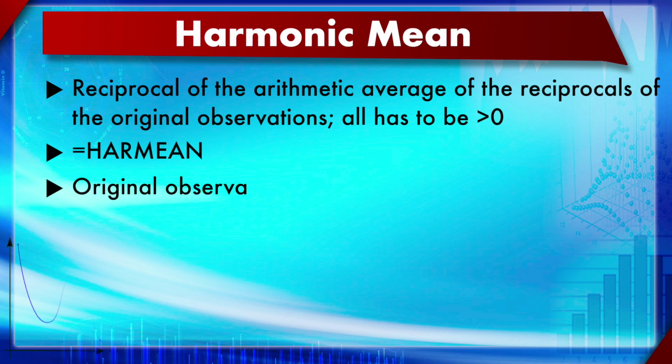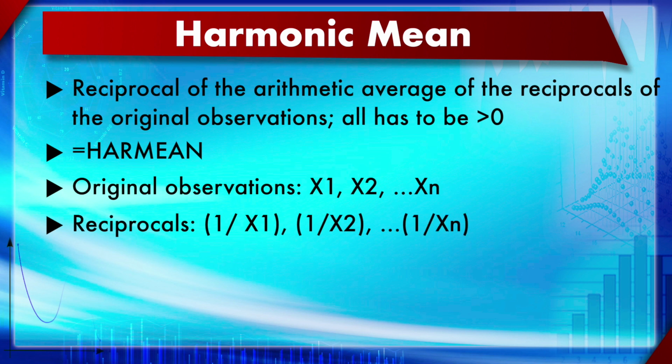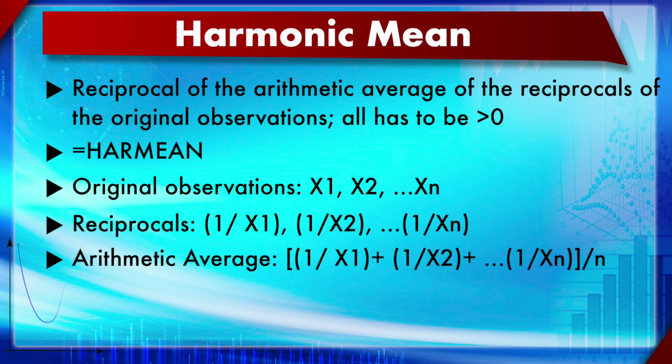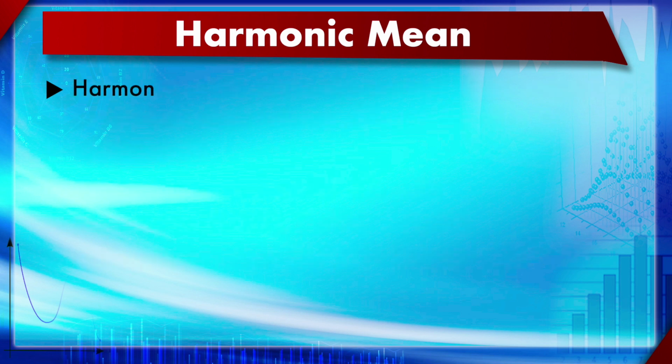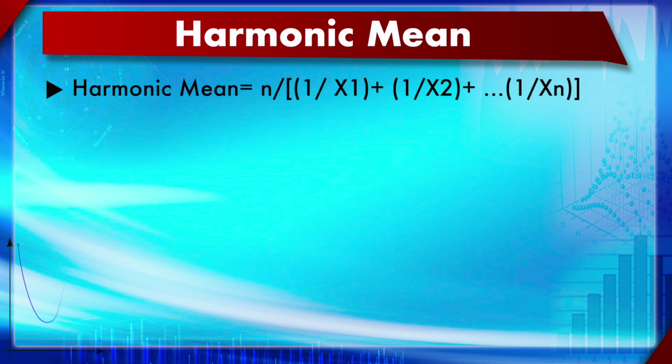Original observations, let it be x1, x2, x3 all the way to xn. Then reciprocals are 1 by x1, 1 by x2, 1 by x3 all the way to 1 by xn. First you have to calculate the arithmetic average, that is 1 by x1 plus 1 by x2 plus all the way to 1 by xn, divided by n. That is the arithmetic average of it. Now, harmonic mean is the reciprocal of this arithmetic average. It's very simple: n divided by the sum of the reciprocals. That is called the harmonic mean.